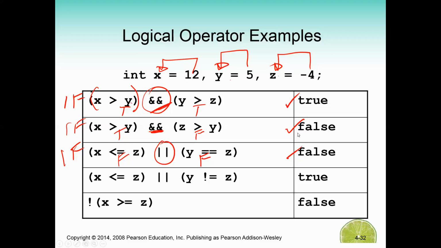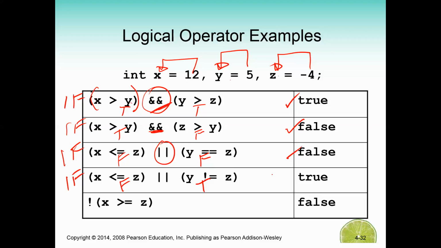The next one, if X is less than or equal to Z, X is a 12, Z is a -4. X is not less than a -4. So this is going to be false. Then the next one is Y not equal to Z. Y is not equal to Z. Is that true or false? This is true. So if one of them is true, everything is going to be true.